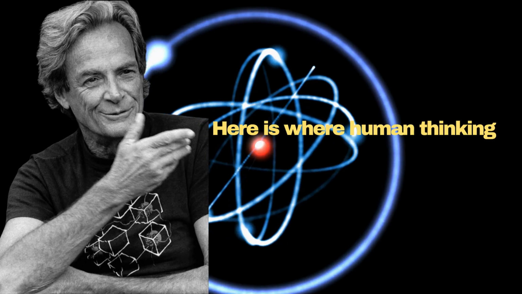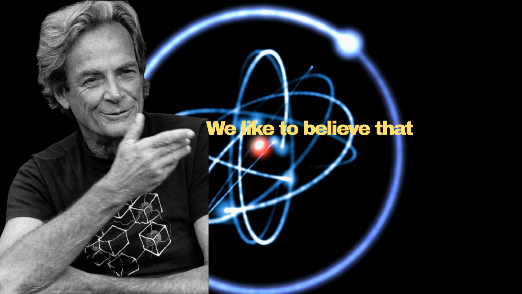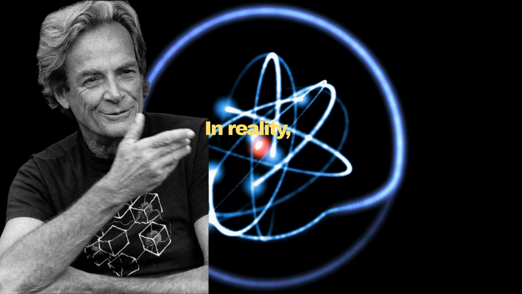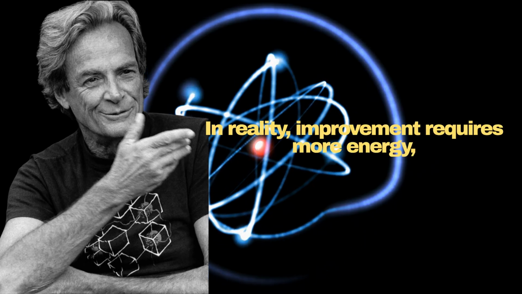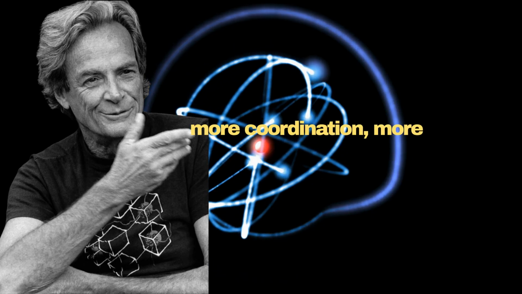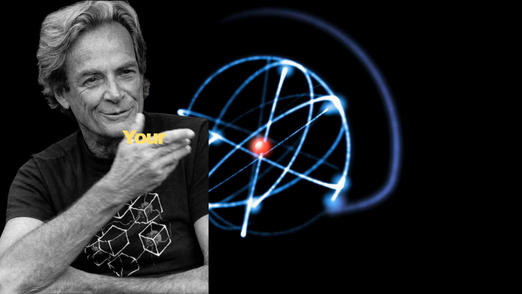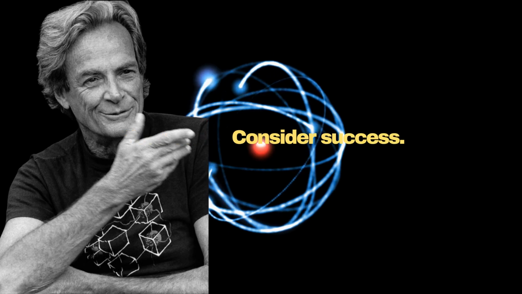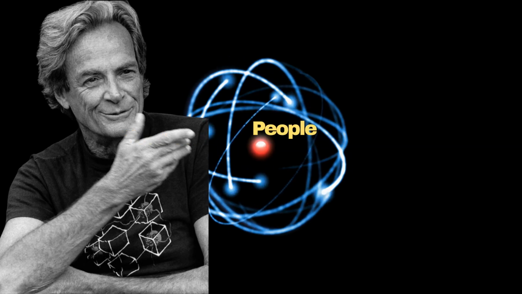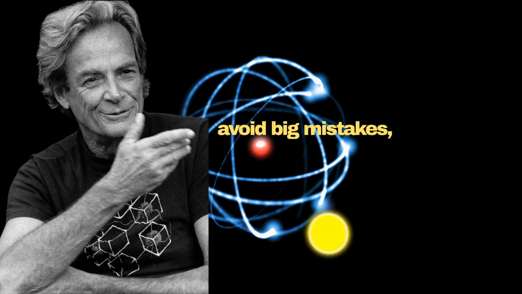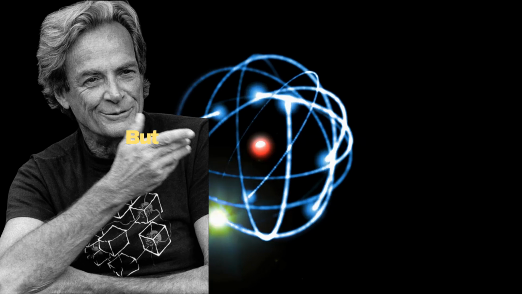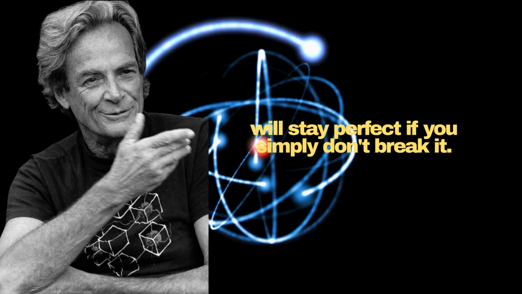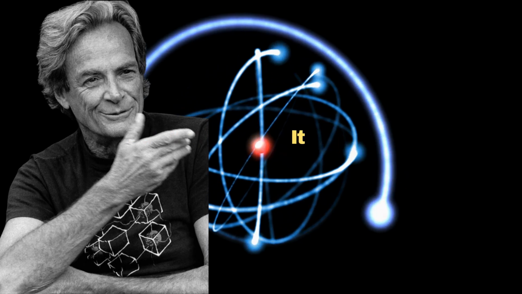Here is where human thinking gets interesting. We like to believe that progress is natural, that improvement just happens if we wait long enough. In reality, improvement requires more energy, more coordination, more discipline than decline. Your body proves this every day. So does your life. Consider success. Money, your intelligence. People assume that if they work hard and avoid big mistakes, things will naturally get better. But that is the same illusion as believing a house will stay perfect if you simply don't break it. Neglect is not neutral. It is negative.